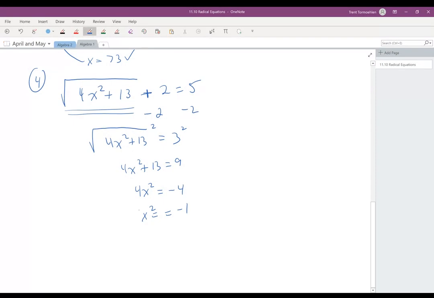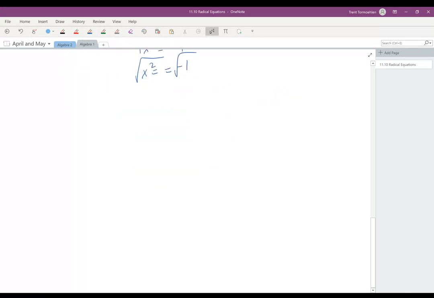Well, right now, we haven't learned any way to solve this equation, so this problem just turns out to be no solution or no real solution. There's no real number squared that equals negative 1, because you can't take the square root of a negative 1, so you can get a no solution to these types of problems. And then the last one is our example of what we call an extraneous solution.